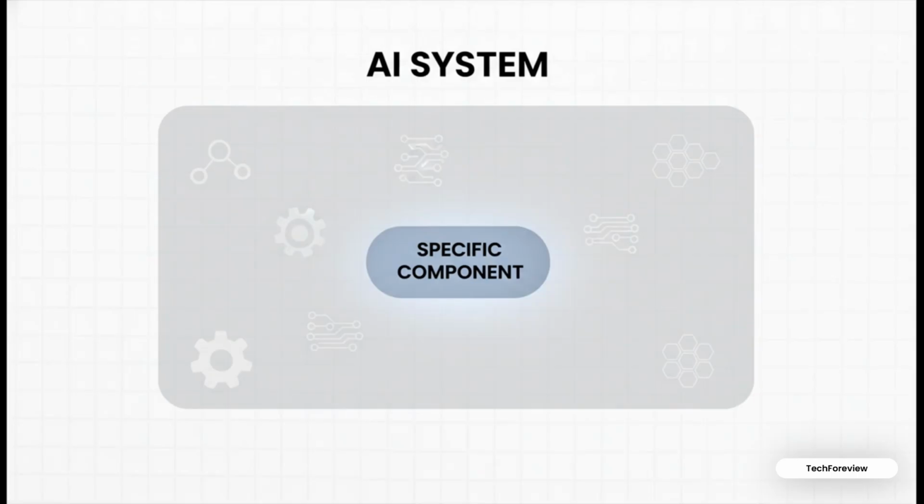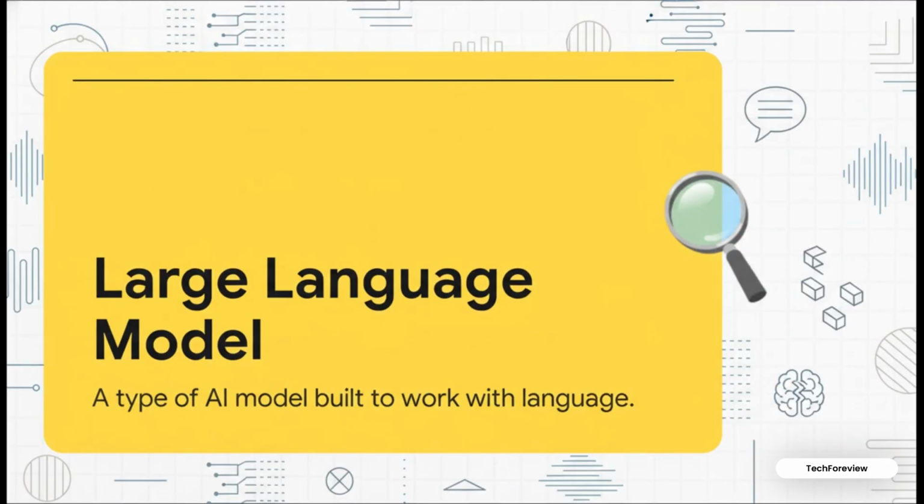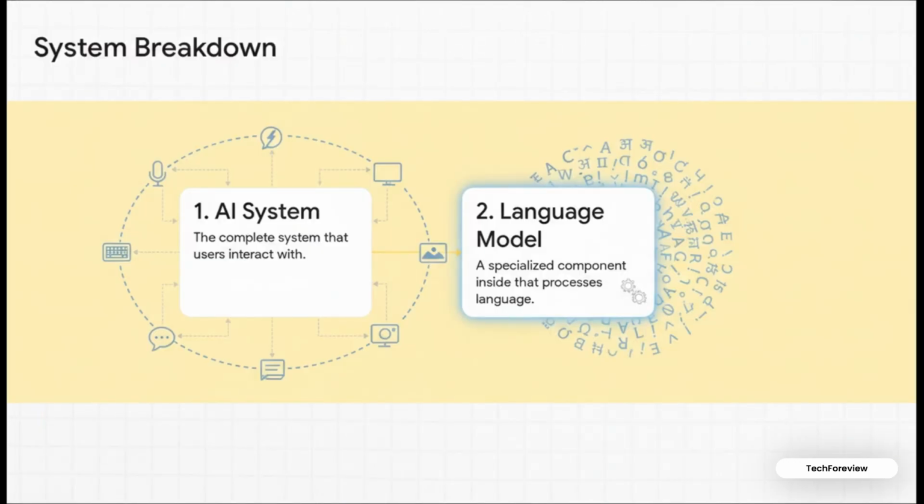Well, that feeling of understanding doesn't come from the whole AI system. It's actually the work of one very specific part inside of it. And that component is what we call a large language model, or an LLM for short. It's a type of AI model that's built for just one thing, working with human language. This all fits into a bigger field of AI called natural language processing. So just to be really clear here, the LLM isn't the entire system. It's a specialized part that lives inside a bigger AI, and it has one main job.